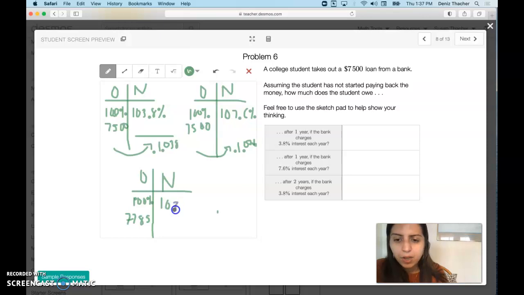Again, there is a 3.8% increase for that second year. So I add that to 100. Again, I find my multiplier, and I would multiply my new 100%, 7,785, by my same COP, which is that 1.038.